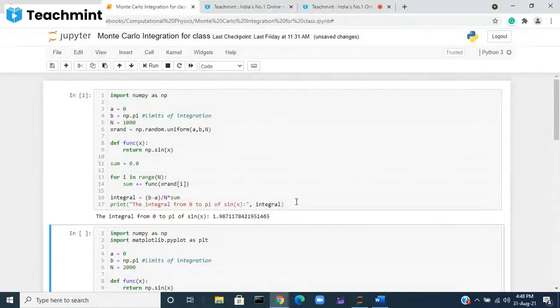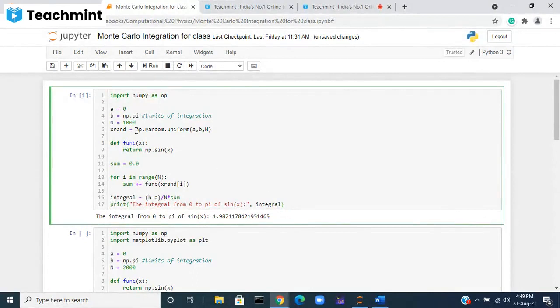If I run it again, this will generate another set of random numbers, and then I will get a slightly different answer, but that answer should be close to the exact value 2. So let me run it again. See, I get 1.96. If I run it again, see, I get 1.9797. Correct? So the Monte Carlo method can be used for integration.